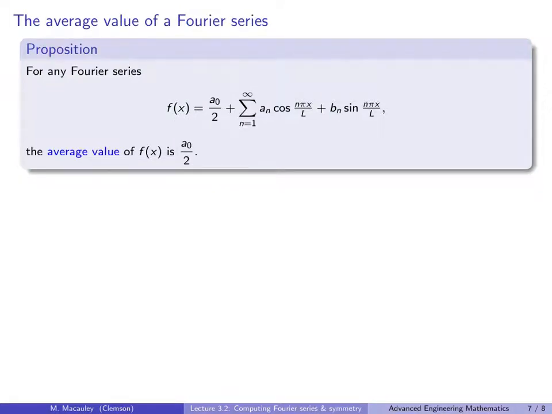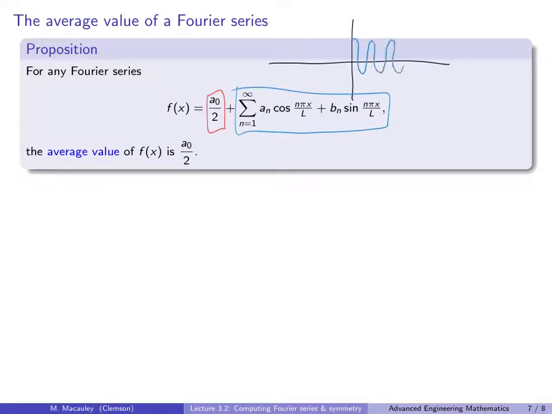This is important enough to state as a proposition. So for any Fourier series, the average value of f of x is the constant term a0 over 2. And the reason why this is the case is because no matter how you add sine and cosine waves together, here's maybe a cosine wave, maybe here's a sine wave, doesn't matter the frequency or the amplitude, the average value of each of these, and therefore the sum, is going to be 0. So the only way you can get the function to have an average value of something non-zero is to shift it up by a constant a0 over 2.